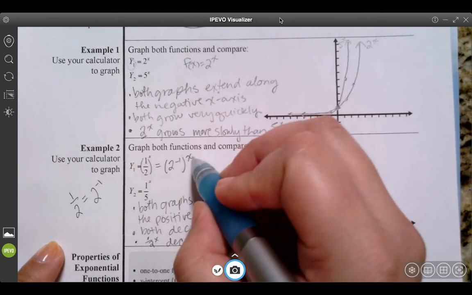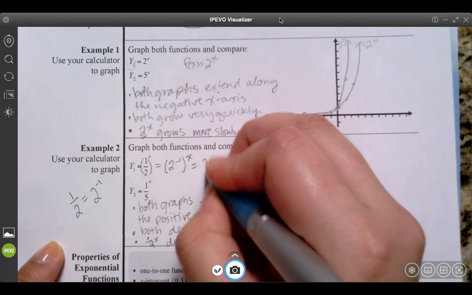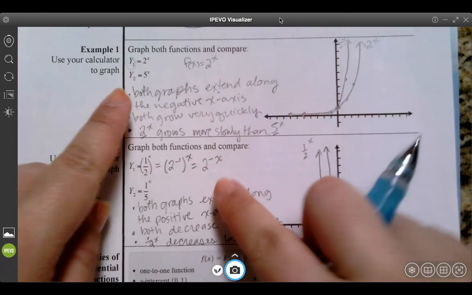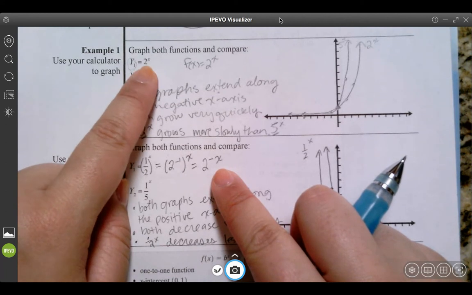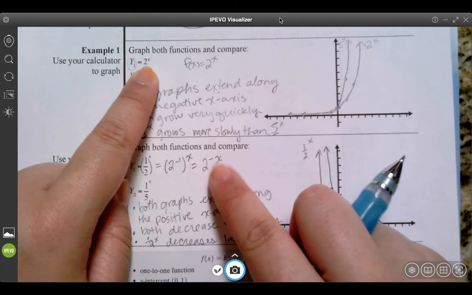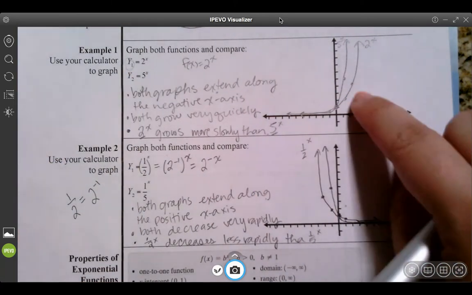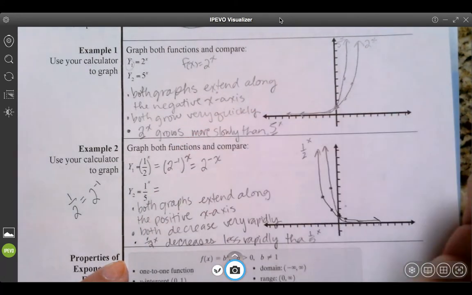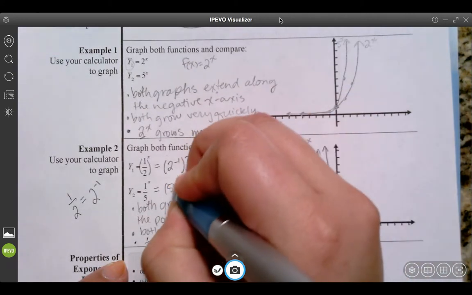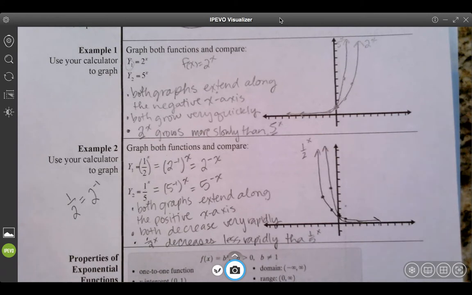And that means using the power rule, power to a power, I multiply the exponents, so this becomes 2 to the -x. So these two functions have the same base, but opposite exponents. So for a positive x here, you'll have the same value as the -x here. And that is why we have that kind of flipping, that reflection going on between these two graphs. And we can do the same thing for this one. We can say the 1/5 is really 5 to the -1 raised to the x, so it's 5 to the -x. And that's why we have this reflection, okay?